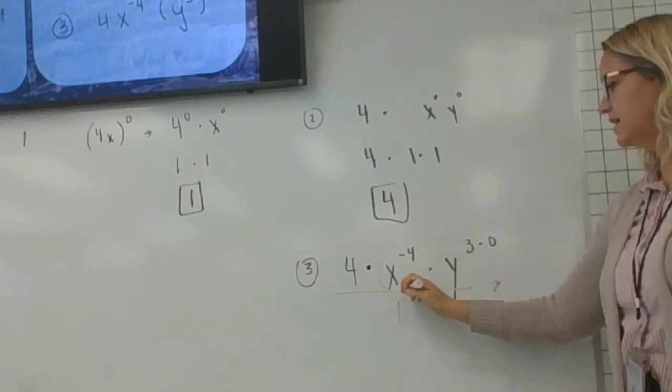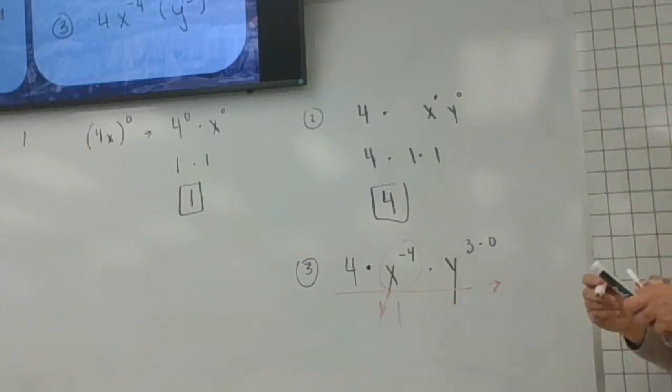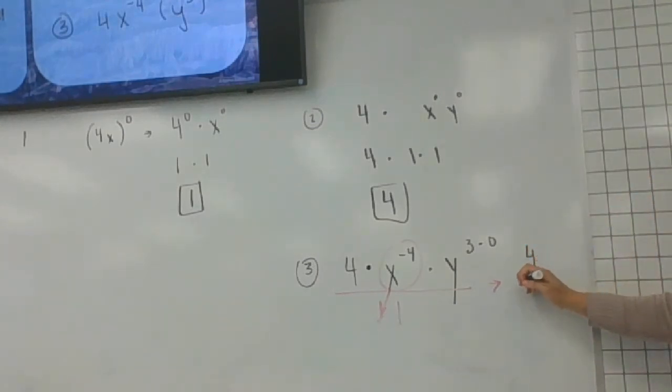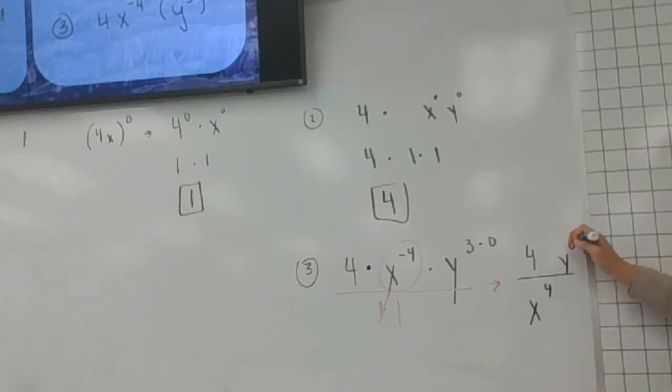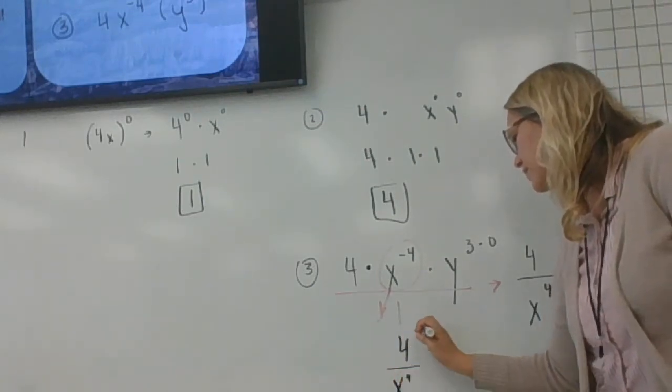So this x to the negative 4, x is the only thing with a negative exponent. I'm going to drop it down to the bottom of the fraction and make it positive. And this is what's new to you. 4 parentheses. Now down below I have the x and the exponent is no longer negative, it's positive. And then y to the 0 power, 3 times 0 is 0. So 4 times 1 over x to the 4th. The final answer is 4 over x to the 4th power.